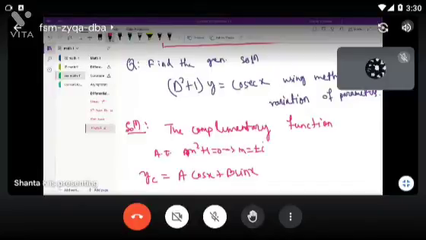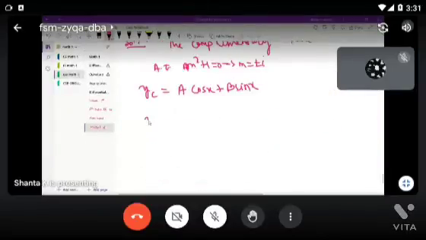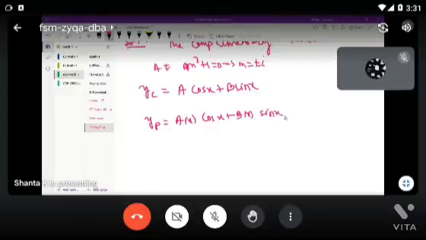If the real part is 0, so here the particular integral, if you consider, it will be a x cos x plus b x sin x. Okay.